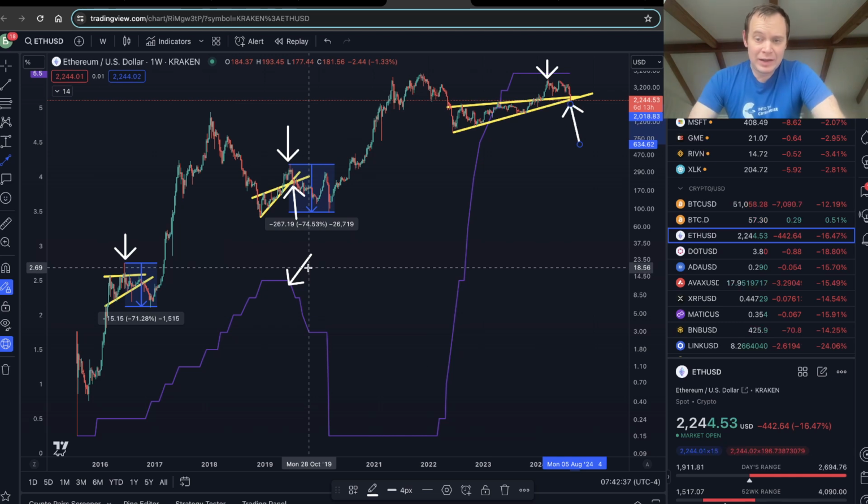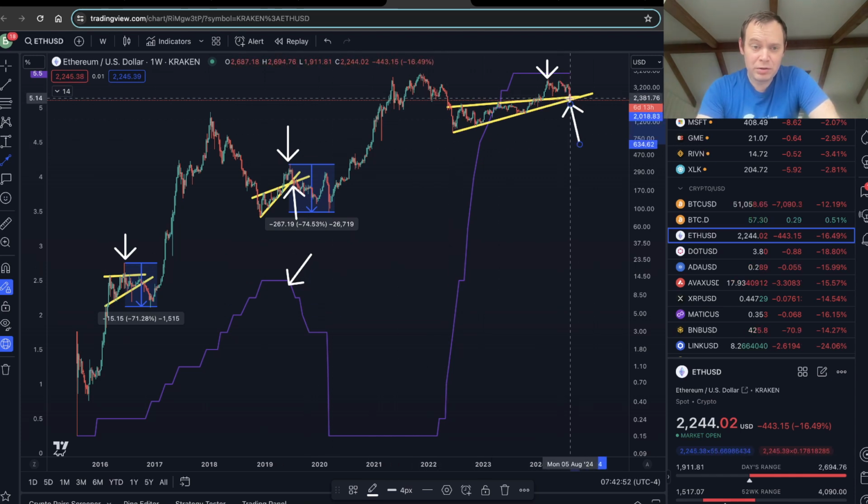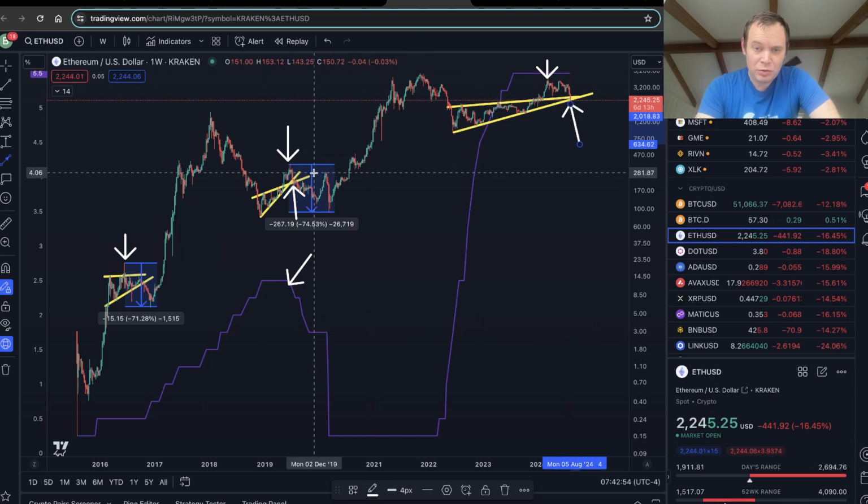Now, I've had to listen all year to people tell me that the Fed's not looking at the altcoin market. I agree with you, right? I know they're not. That was never the argument. But the altcoin market is looking at the Fed, okay? So this is actually playing out in a very similar manner as what happened in 2019.